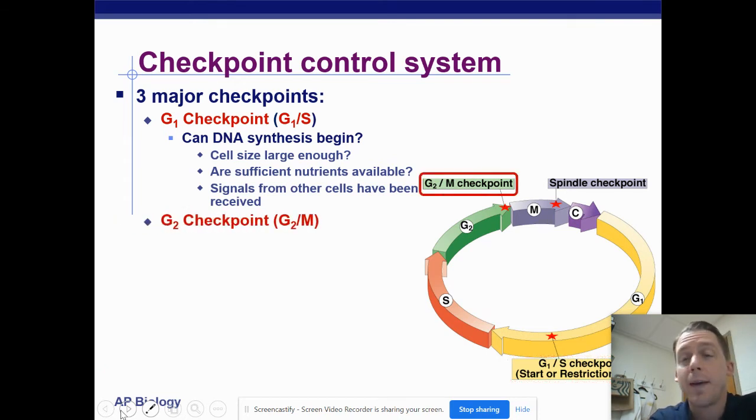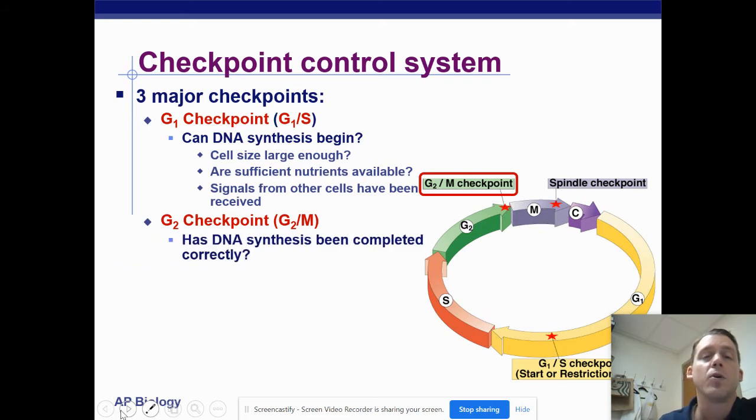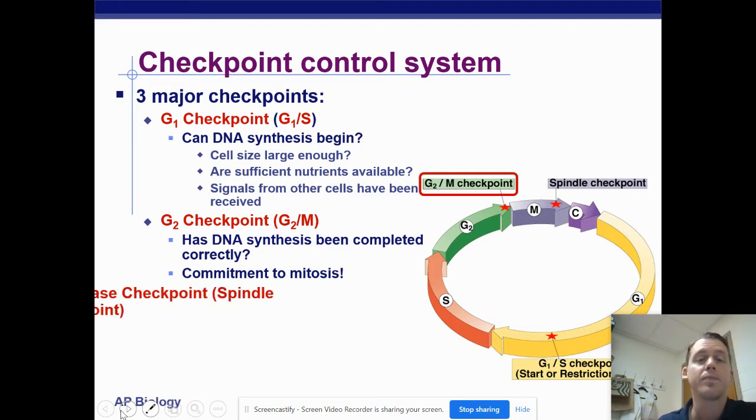Next is the G2 checkpoint, which happens at the end of G2 after the DNA has replicated. Has DNA synthesis been completed correctly? If there are major issues with DNA replication, then the G2 checkpoint is not going to let anything through. Once we go through the G2 checkpoint, we are committed to mitosis. It is happening. The cell is dividing.